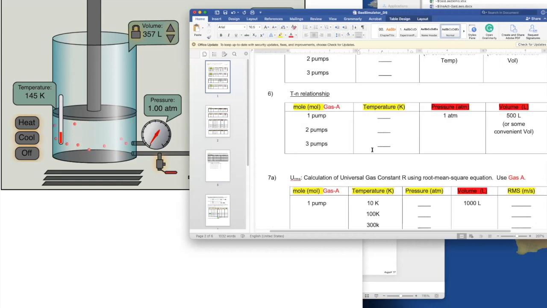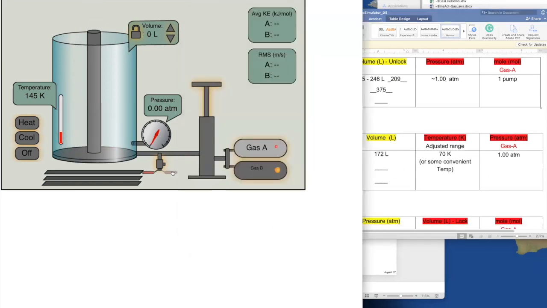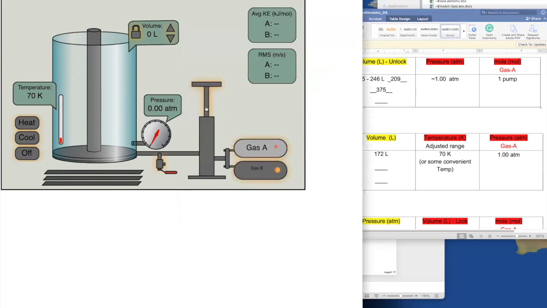Let's take a look at the third table so you guys can see how to manipulate that. Again, what I'm going to do is I'm going to exhaust this. I'm going to change the temperature to 70 or some convenient temperature, but I'm going to change that to about 70 right there. And I'm going to put about 1 atmosphere of gas. And in this particular case, 1 pump. Okay. Oops. I got 2 pumps. So let me do that again.